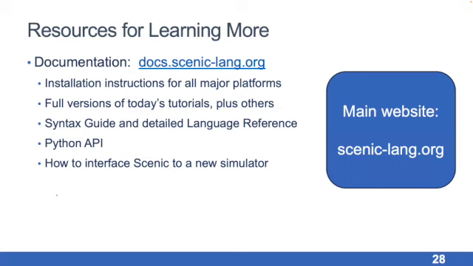We've got fuller versions of the tutorials we did today, plus another one on compositional scenarios. There's a syntax guide, which is kind of like the cheat sheets that I showed earlier. It summarizes all of the syntax that Scenic has, as well as detailed materials on the semantics of all of those. There is a Python API, so you don't have to just run Scenic on the command line. If you want to run scenarios in a certain way, collect data, and use it somehow, there's an API for controlling Scenic. And there's also documentation on how to interface Scenic to your own simulator that you're interested in. Eddie will talk a bit about this later too.